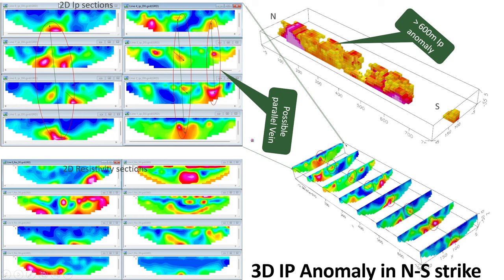So this is the 2D IP section, and this is also the resistivity section. But if you look at this 3D here, you can see that there is a very clear continuity of anomalies of resistivity at the same depth, continuing from the north to south, and that is actually where we are looking for these veins.